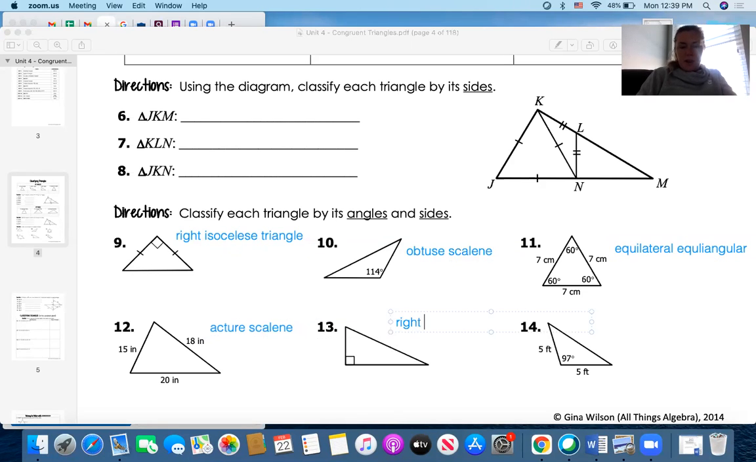Then we have a right scaling. Then we have this one, we know two of the sides are the same, so it's isosceles. And one of them is over 90 degrees, so it's obtuse. Okay.